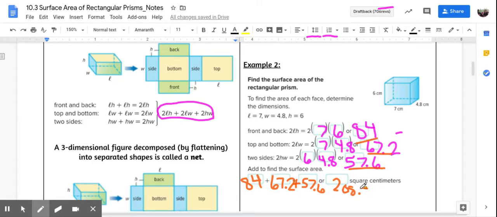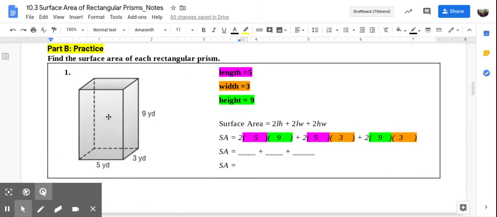208.8 square centimeters. Okay, now you guys are going to start practicing. Okay, our first one here.